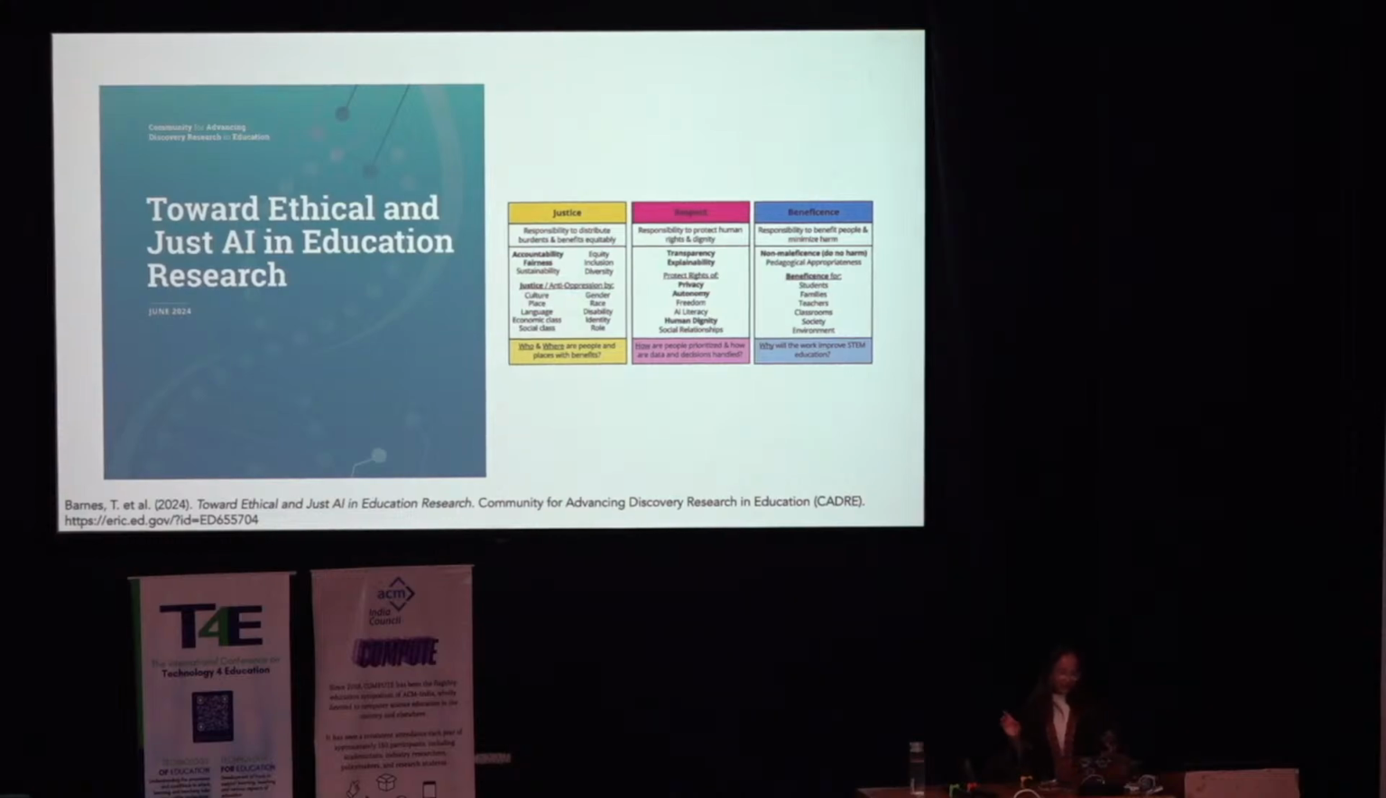And for researchers planning to do AI research in classrooms, this is a guide that I helped produce. It was a team led by Tiffany Barnes. It basically brings together the IRB framework, the Institutional Review Board, all of you must know about it, of justice, respect, and beneficence, and combines it with the ideas of responsible AI.